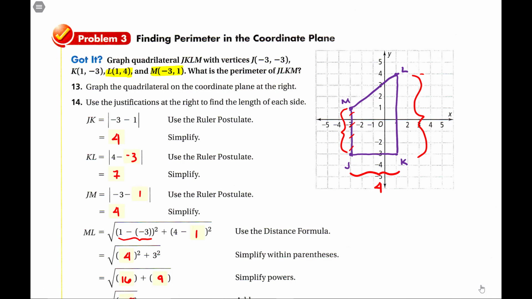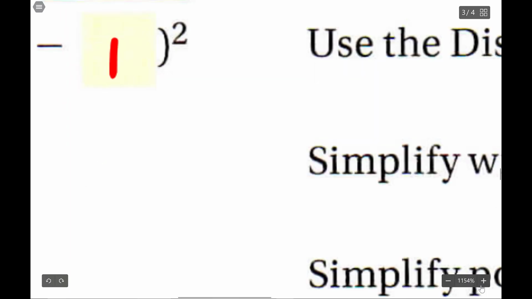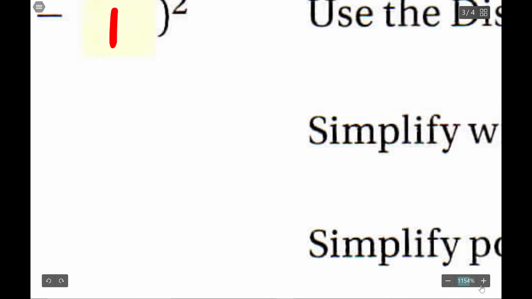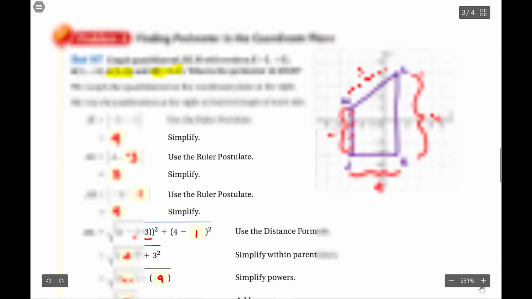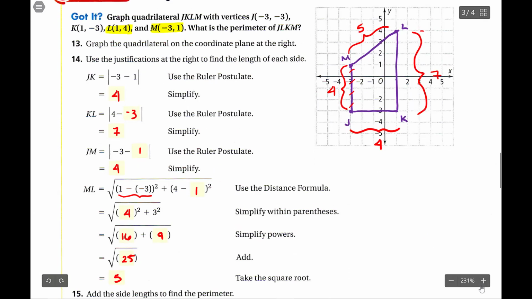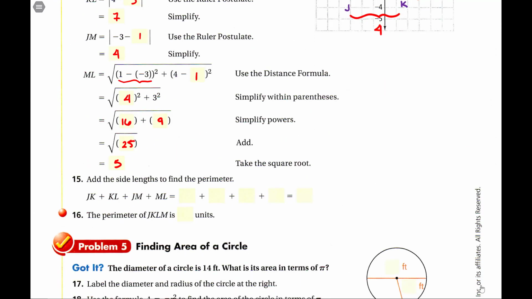So our distance here is 5 units. And let me label these as well. We found those. So to find the perimeter of this figure, we just add all of those sides together. We have 4, 7, 4, and 5. And when you add that up, 4 plus 7 is 11. 11 plus 4 is 15. 15 plus 5 is 20. So the perimeter of this is 20 units.